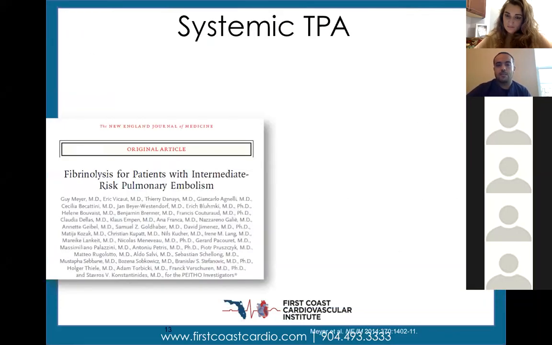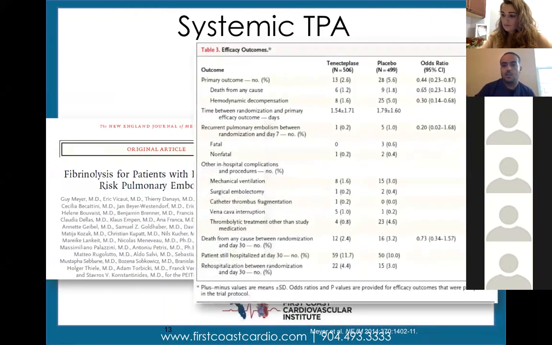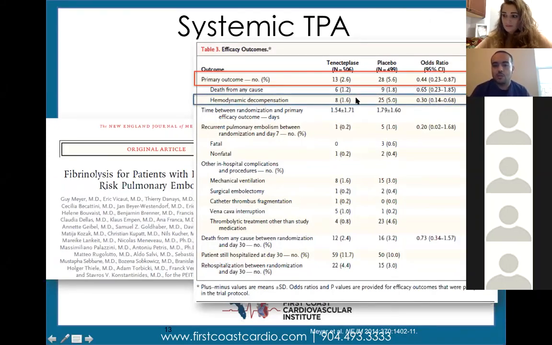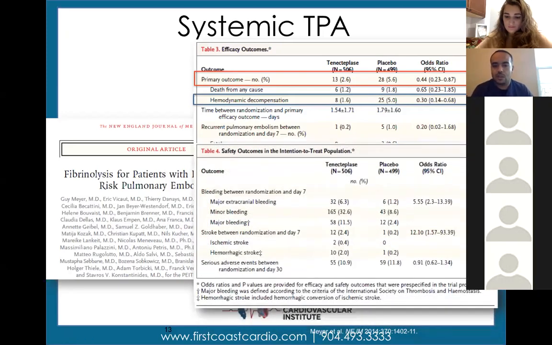For submassive PE, they tried systemic TPA in the PEITHO trial, looking at this subgroup of patients with submassive PE. There were improved outcomes. There was a reduction in mortality as the primary outcome, and that was statistically significant. There is less hemodynamic compromise. However, on the other hand, there was increased bleeding.